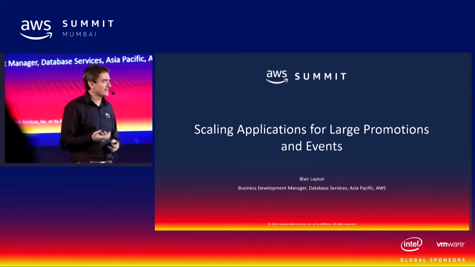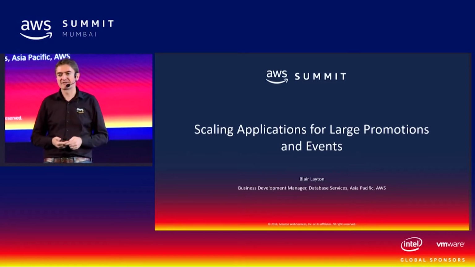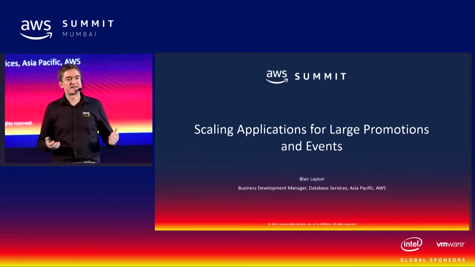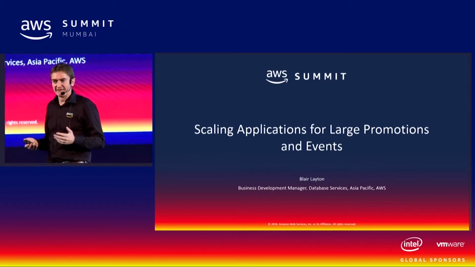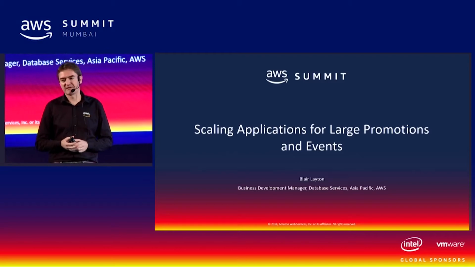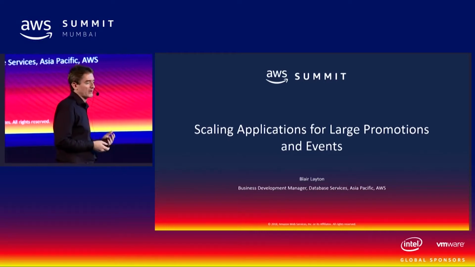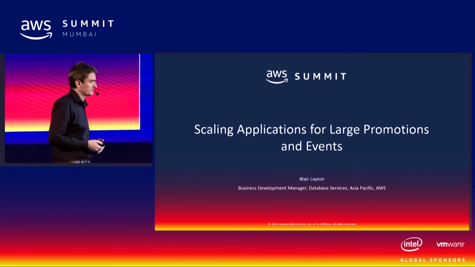So my name is Blair Layton. I've been working at AWS for 5 years now, and I look after our database services. So what's a database guy standing up here talking about scaling applications for large promotions and events? Well, as you'll see as we go through, the database aspect is one of the key components that we have to look at when we are scaling these applications.